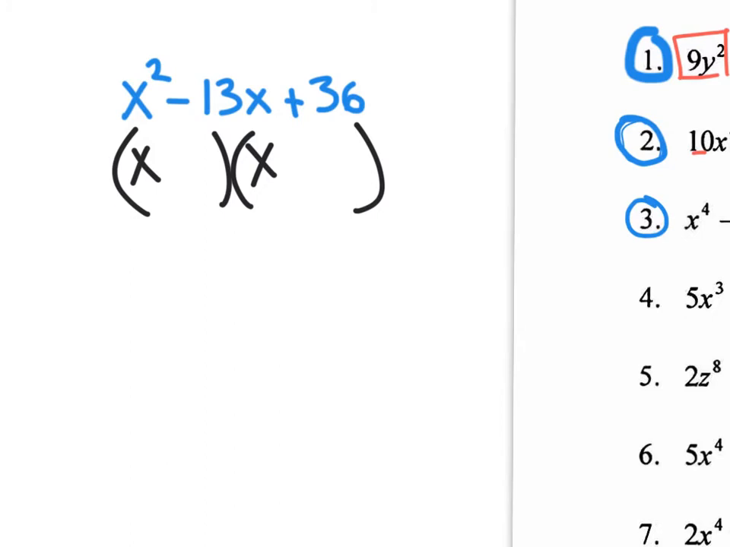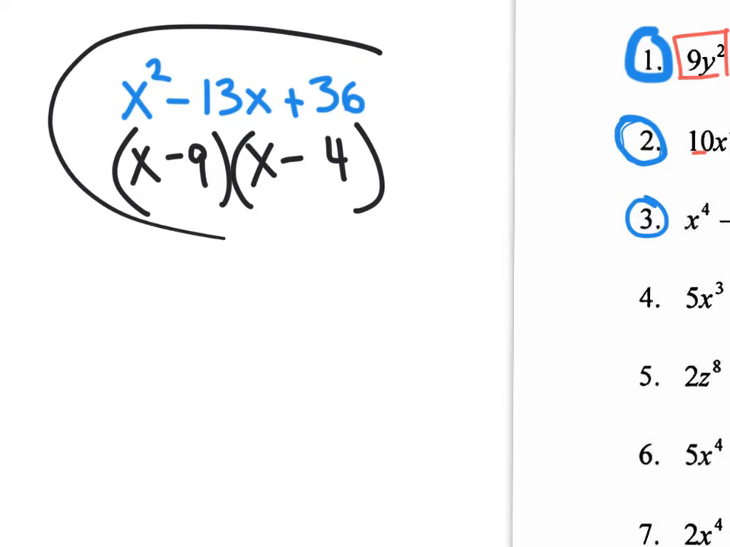And what times what is 36 that gives you negative 13 when you combine it? It's a negative 9 times a negative 4. That gives you a positive 36, and when you combine it, it does give you negative 13. And that is the answer if you're trying to factor that problem right there. Okay.